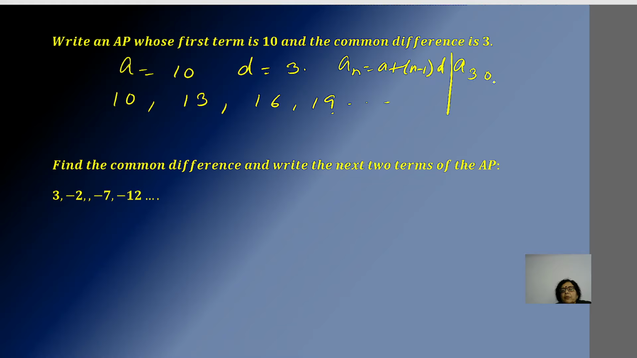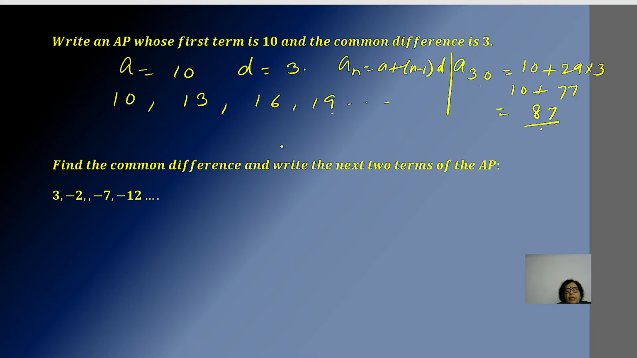So here we'll put n is equal to 30: a is 10 plus n minus 1, that is 29, into d, that is equal to 3. So this becomes 10 plus 87... 29 times 3 is 87, so this becomes 87. Alright, so the 30th term is 87. It would have been a tedious method if we had sat and added. So for a bigger term number, we can simply apply this formula and get the value of the term.